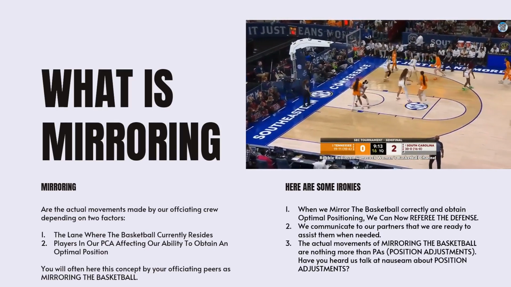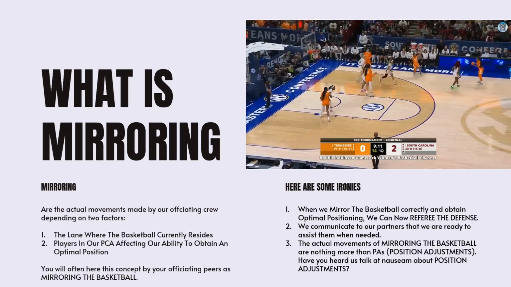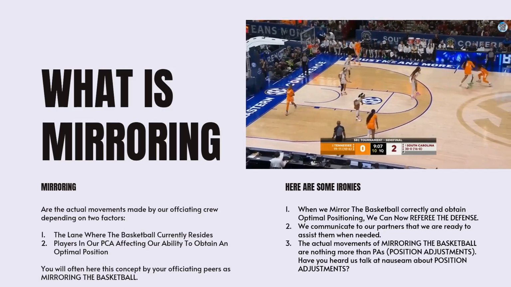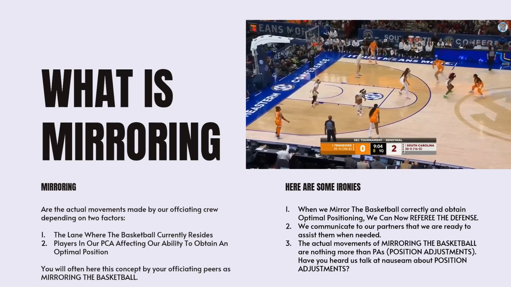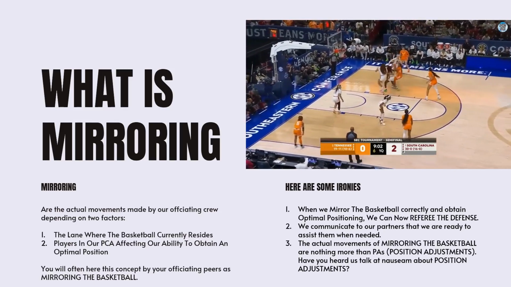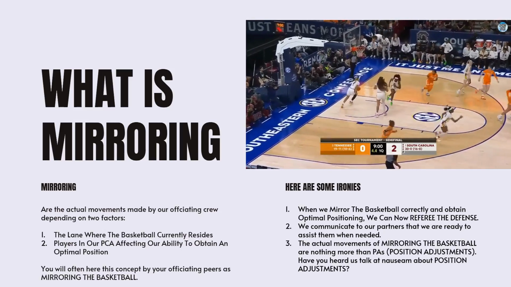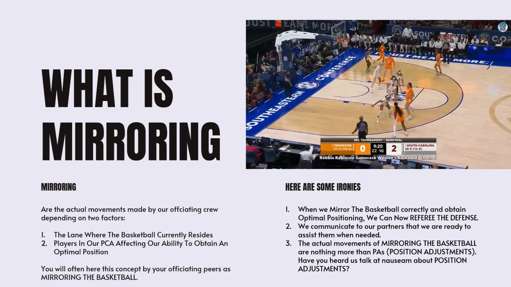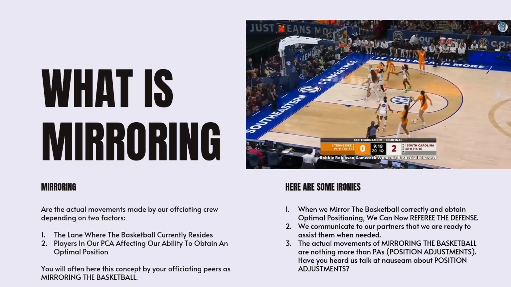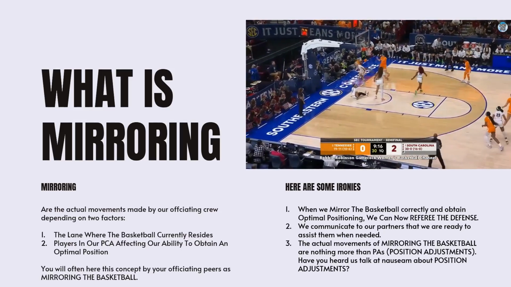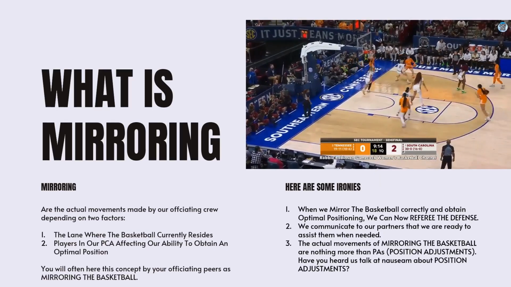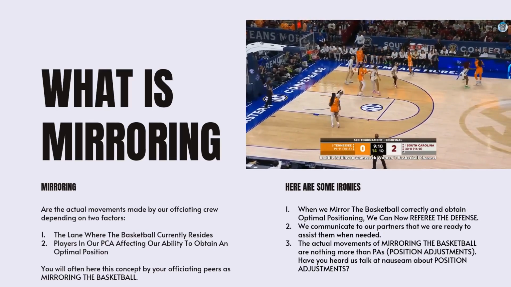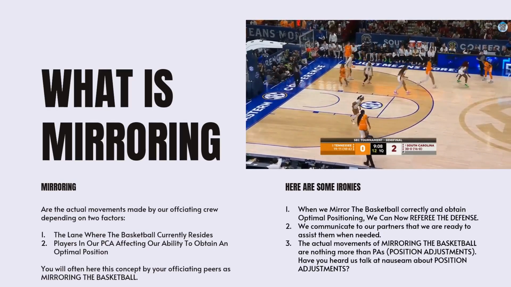And the actual movements of mirroring the basketball are nothing more than PAs, which are position adjustments. And I'm sure if you've had the pleasure of viewing a good deal of our training series, you have heard us talk ad nauseum about position adjustments and how important they are for basketball officiating and how helpful they are in us as basketball officials making accurate rulings.